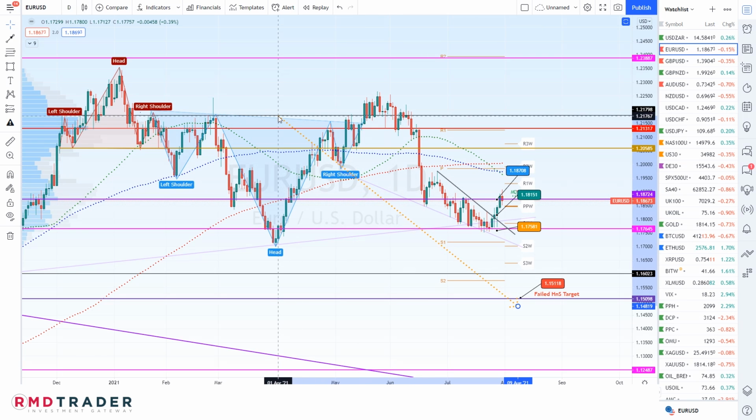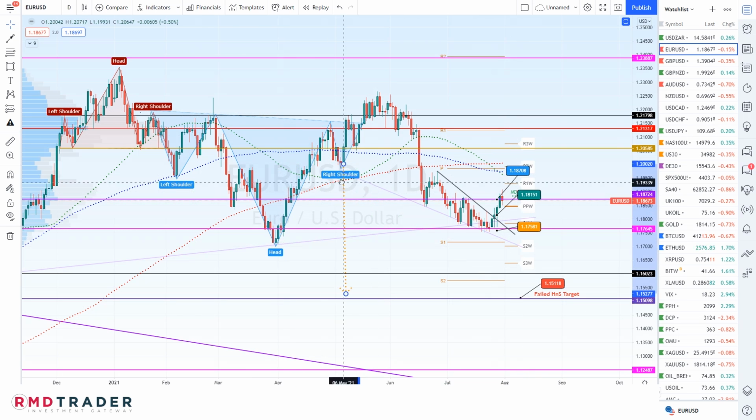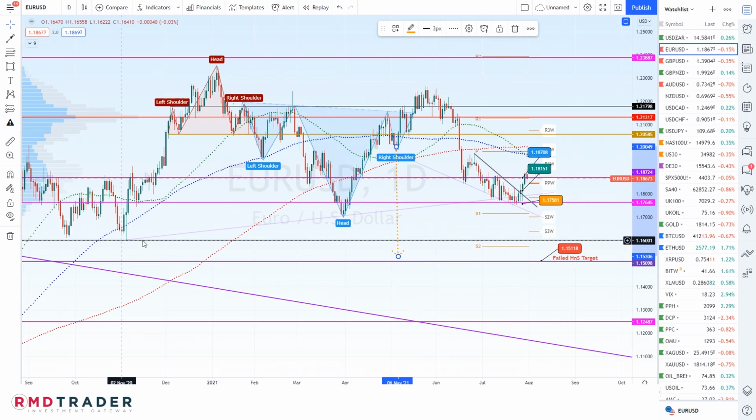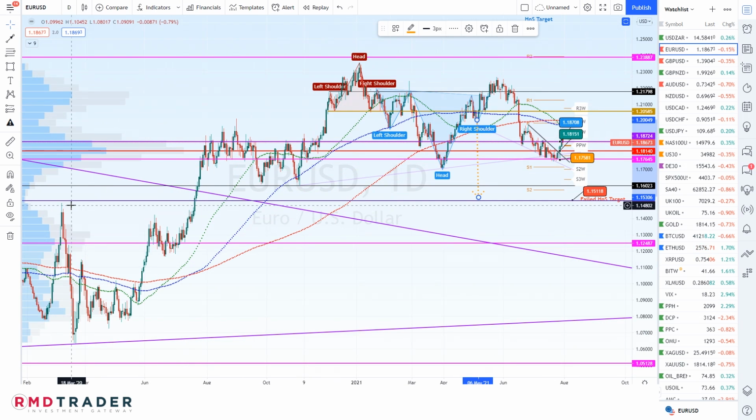So typically you use the length from the neckline to the head and just project that down from one of those shoulders, and that is how we get that target of 1.151. And typically I would also look to see if we can coincide that level with one of the previous areas of resistance when we are looking for a new level of support.